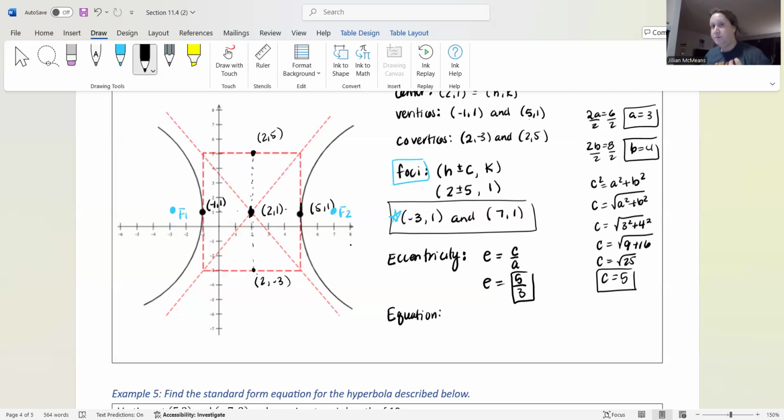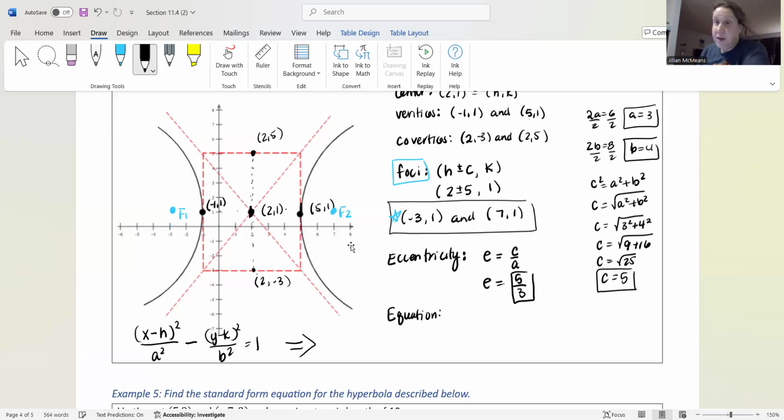If the positive term were the y term, we would have a vertical transverse axis, which means the hyperbola is going to open in the y direction, okay? We're definitely opening in the x direction, so we're looking for something of the form x minus h squared over a squared minus y minus k squared over b squared equals 1.